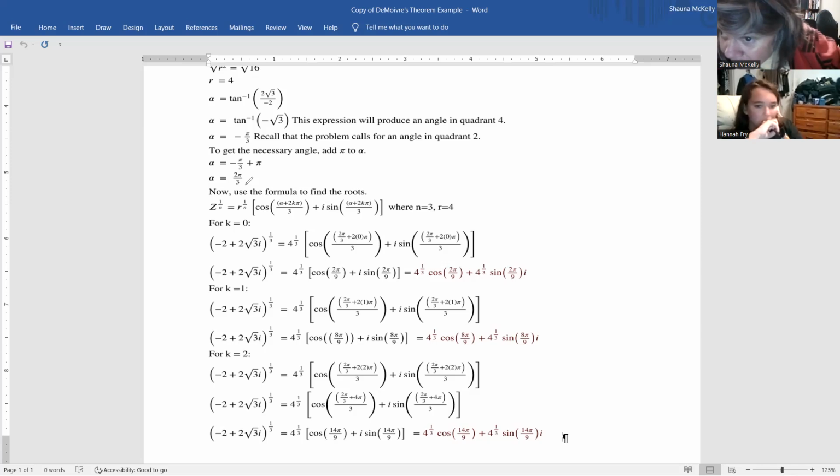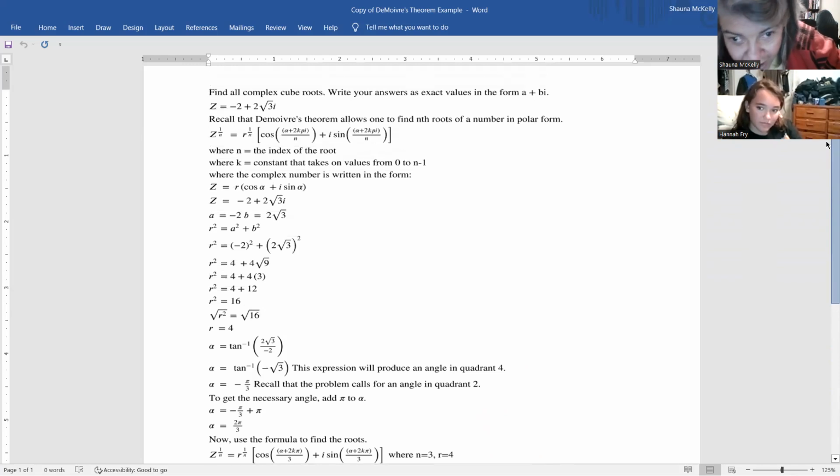Questions about this part? No? You're okay here? Now, this is where the magic happens. Remember this formula up here? Let's go back and scroll up. Remember our formula right here? I have different thetas, because I'm going to have different iterations. What I just found was my alpha, this portion here. I'm going to have a different iteration of this because my k takes on values from 0 to n minus 1.